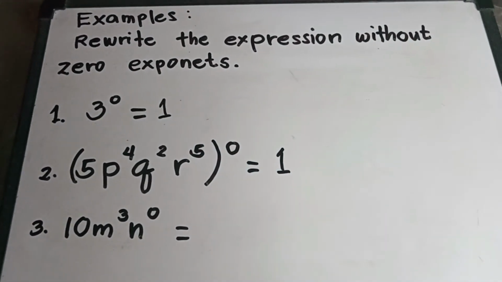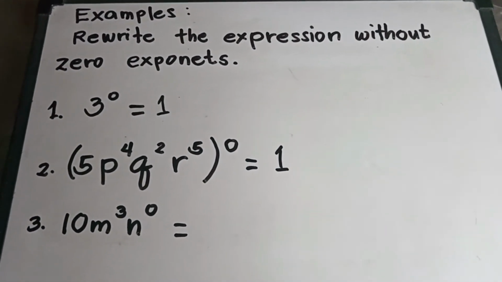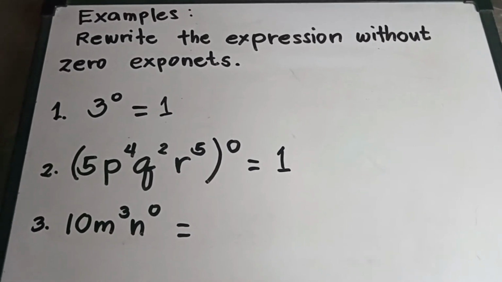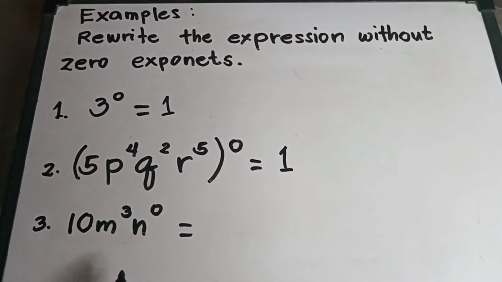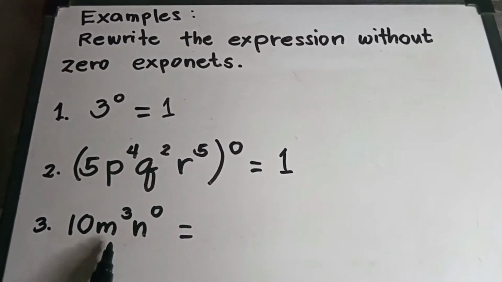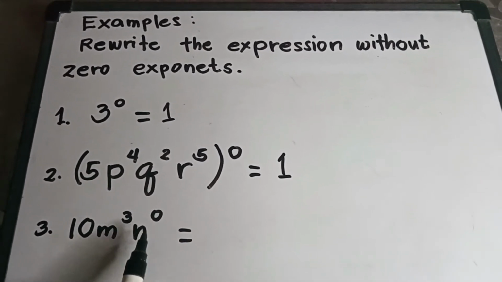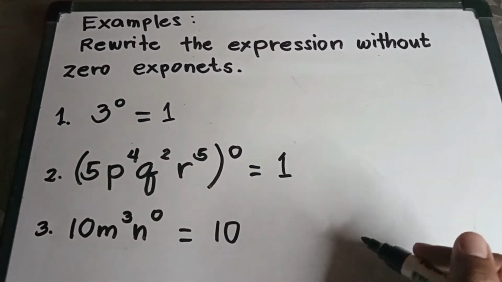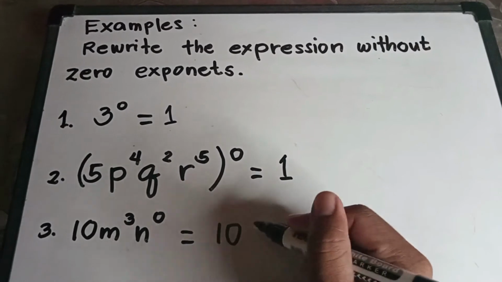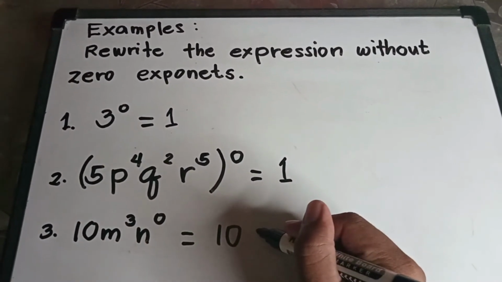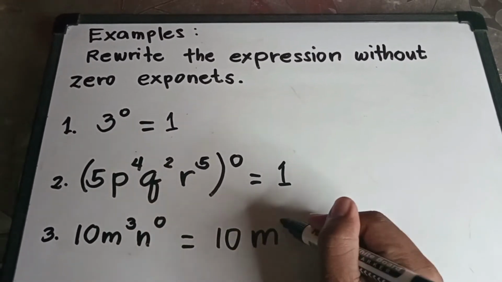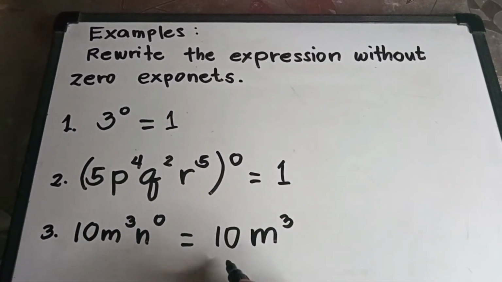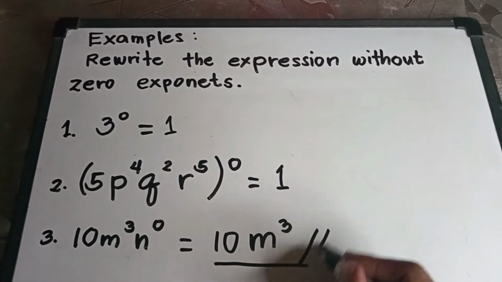Number 3, 10m cubed times n raised to 0. Dito, titingnan natin, wala siyang grouping symbols. Hindi kasama si 10m cubed doon sa may naka-raise sa 0. Ibig sabihin, we have 10 multiplied by m cubed times 1, which is equal to 10m cubed. So this is the answer.